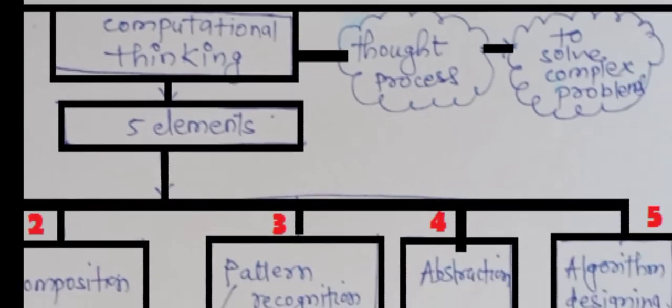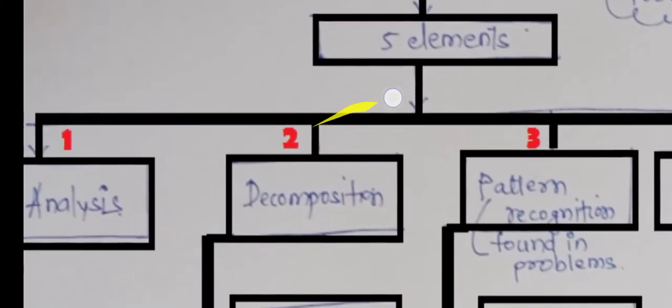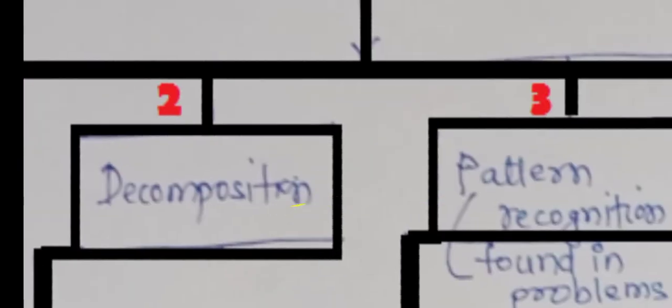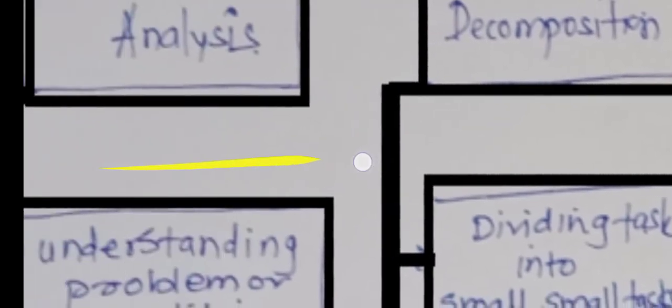Now the question arises, what are the elements or basic building blocks of computational thinking? So the five elements that we are going to learn here are analysis, then decomposition, then pattern recognition, abstraction, and algorithmic design. Now we are going to learn all these in detail.